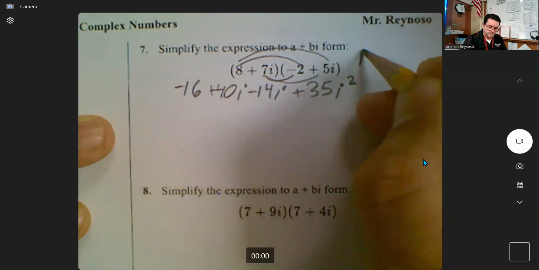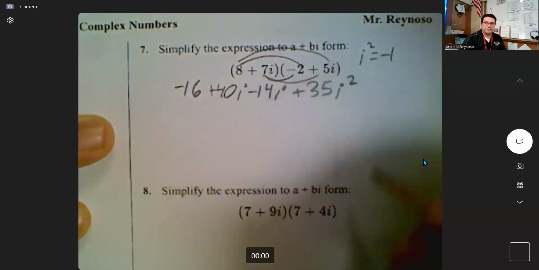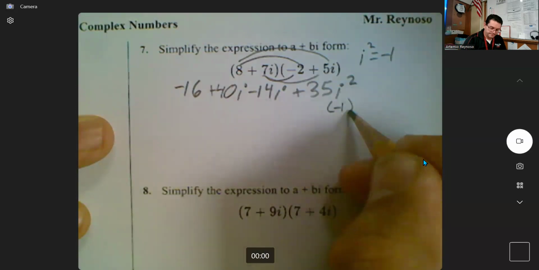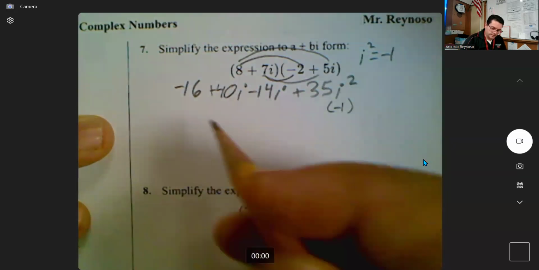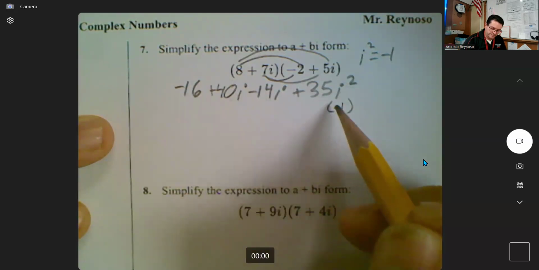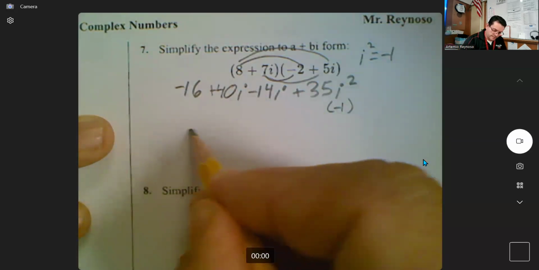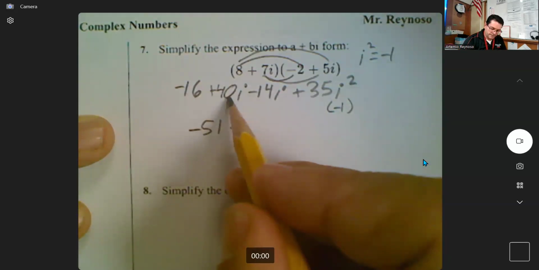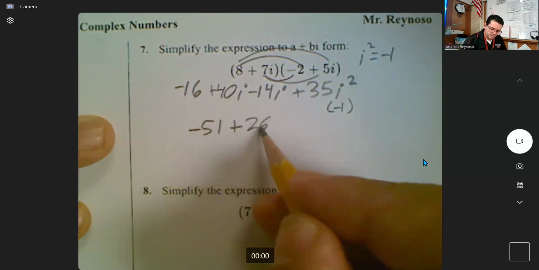Note that i squared equals negative 1. So this will be a substitution here, okay? So I will start to combine negative 16 minus 35. That's negative 51 plus 40i's minus 14, 26i's.